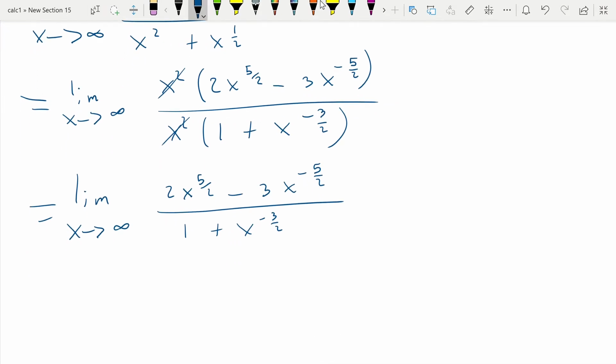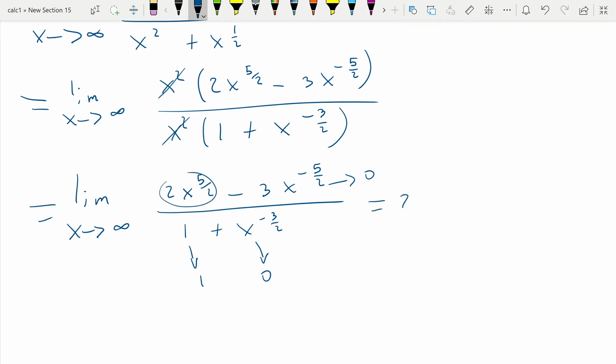Now, this is just 1, so the denominator is going to 1. We're sending x to infinity, so x to the minus 3 over 2 is going to 0. We can say the same about 3x to the minus 5 over 2. It's going to 0, since we're raising x to a negative power. And so the only term remaining here is this one.